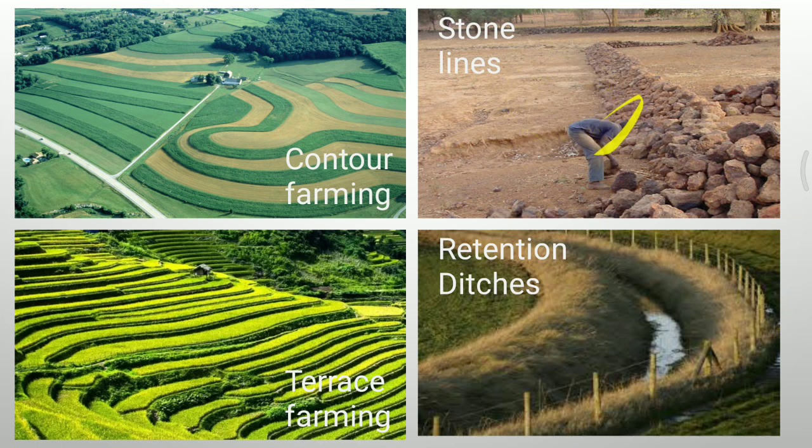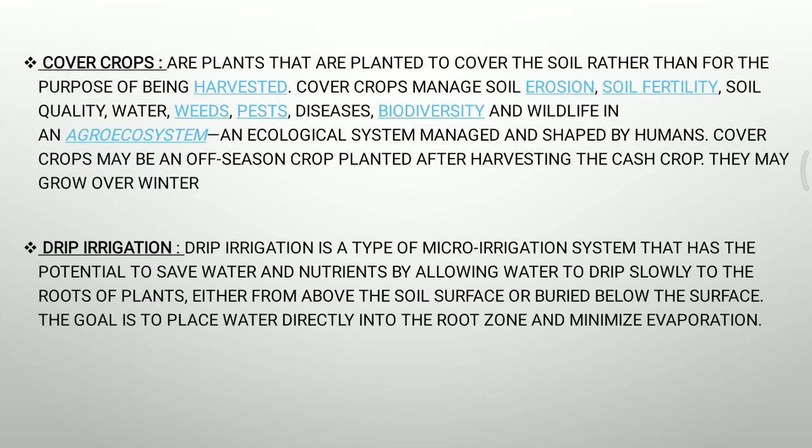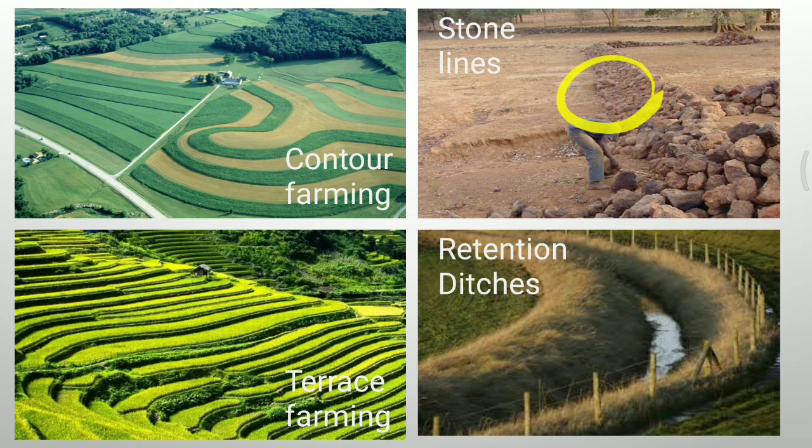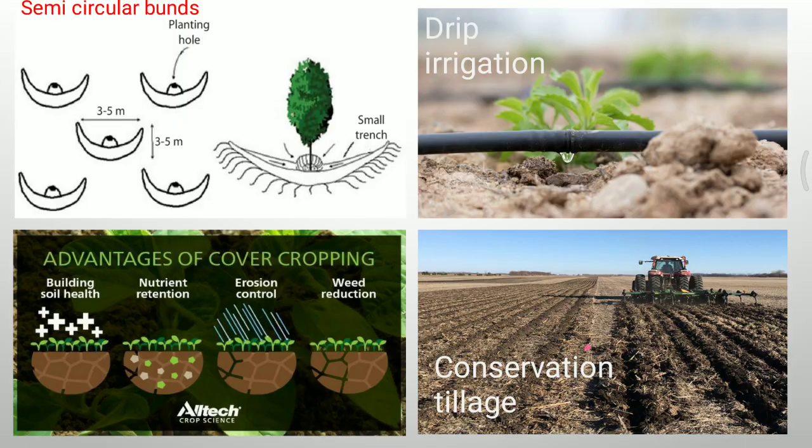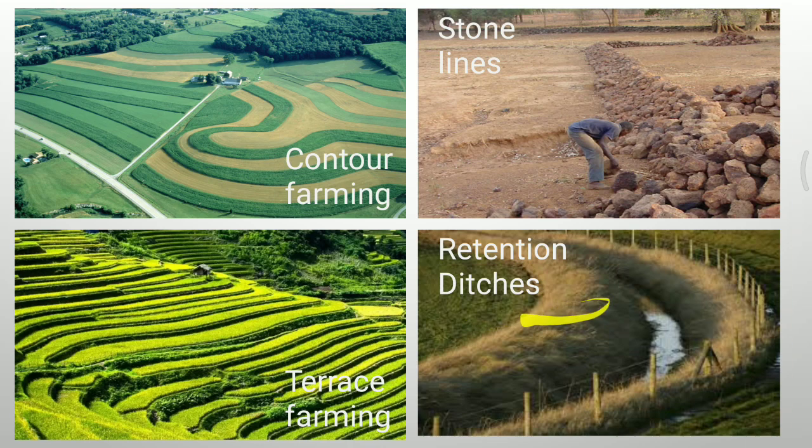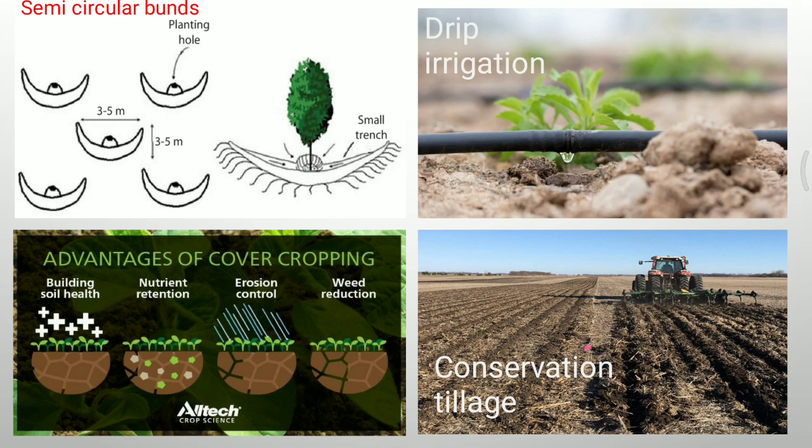This is the stone lines. As you can see, he is making borders or fence-like structures using stone, so that the water will stay in this area itself. This is the retention ditches. As you can see here, the water is retained and it will infiltrate in the subsequent days. Next one is the semicircular bunds. In this way the bunds are created, a small trench. In this the water will be stored and the plants can grow.